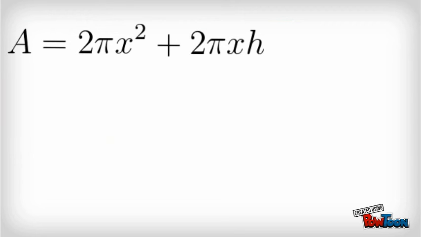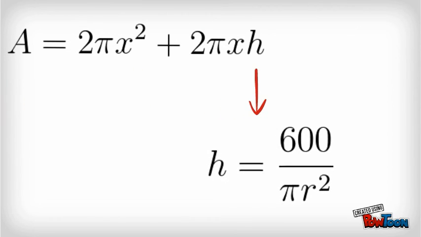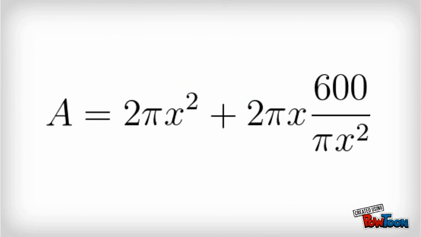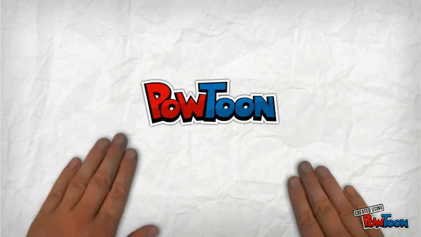As we did in 7b1, we replace height with the answer in 7a. The formula will be expressed as following: A equals 2πx to the power of 2.